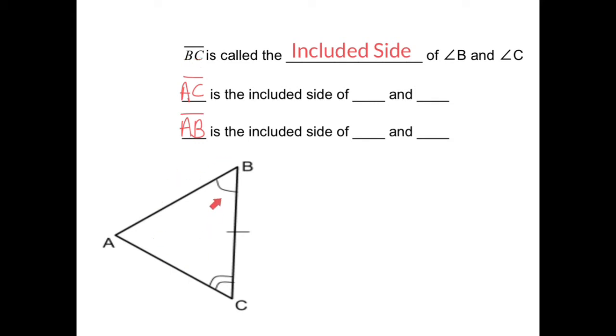So without even looking at the picture, we can say that side AC is the included side of angle A and angle C. If AB is the included side, then it's between angle A and angle B. And again, I answered that without referencing the picture, simply looking at the letters. If I reference the picture, AC is over here, this side is in between angle A and angle C. Side AB is the included side between angle A and angle B.